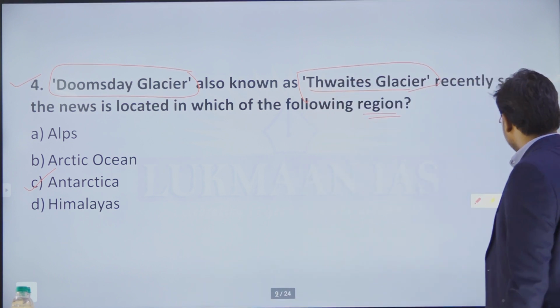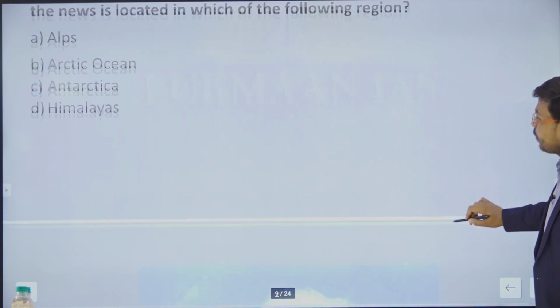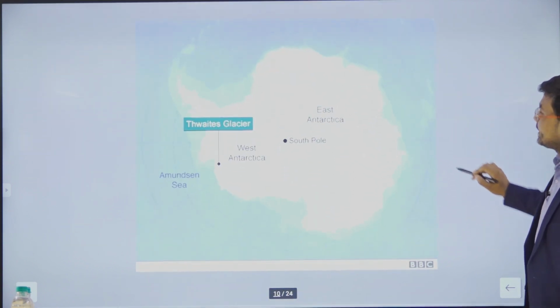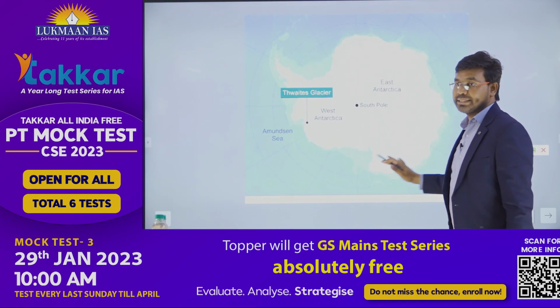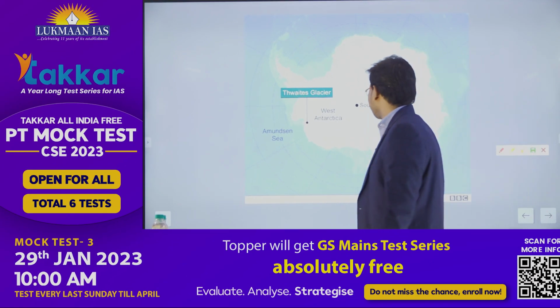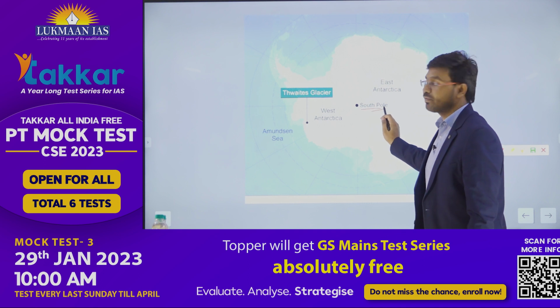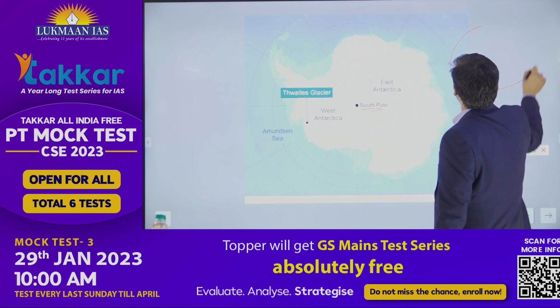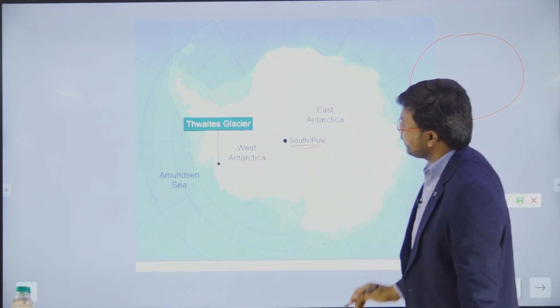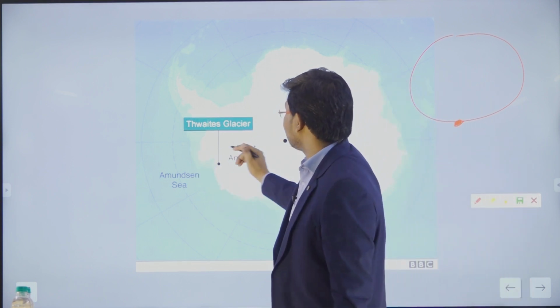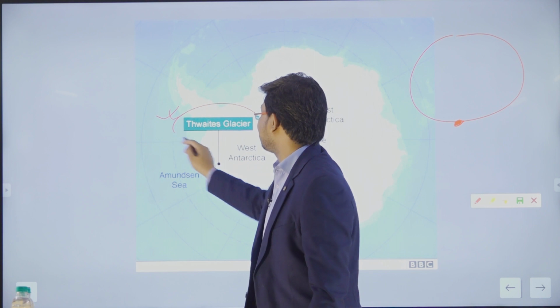I'll show a map of it, okay, for you to understand. So this is the map of Thwaites Glacier. You see, this is Antarctica. This is in the south pole of the earth. So if we have an earth here, in the south pole somewhere here we have Antarctica. In the western part of Antarctica we have this glacier, which is Thwaites Glacier.